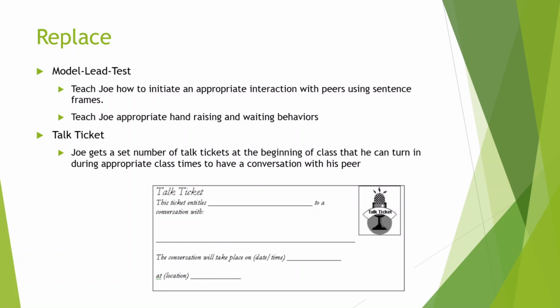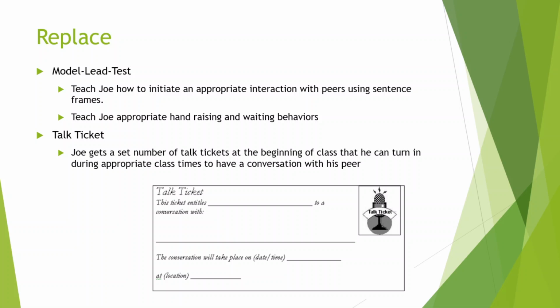Some strategies that you may want to use are to teach Joe how to initiate an appropriate interaction with peers using sentence frames or sentence starters. You can also teach Joe appropriate hand raising and waiting behaviors, especially during direct instruction.